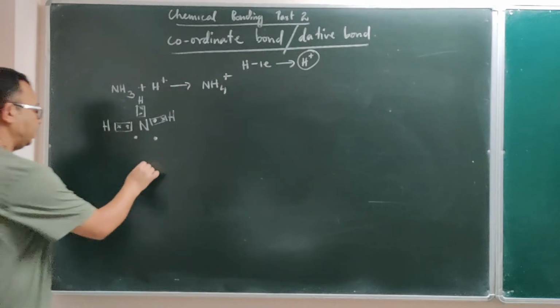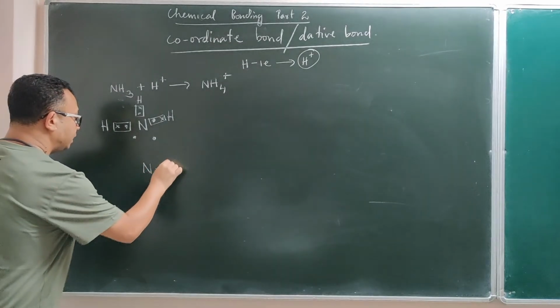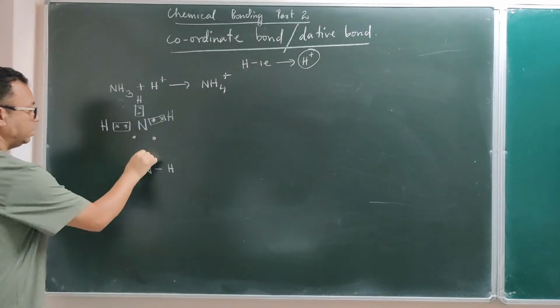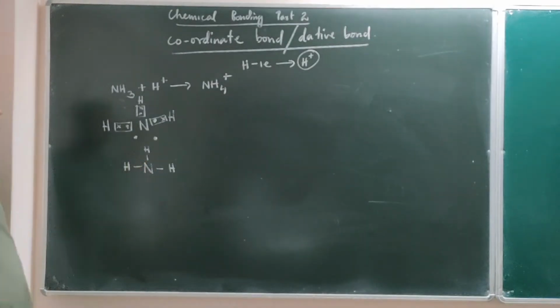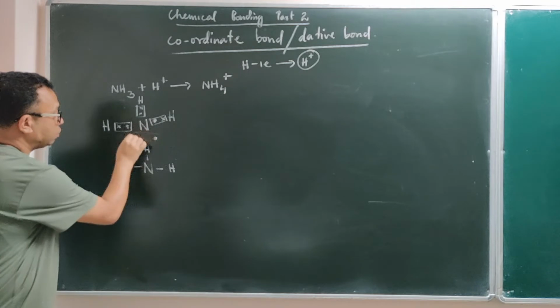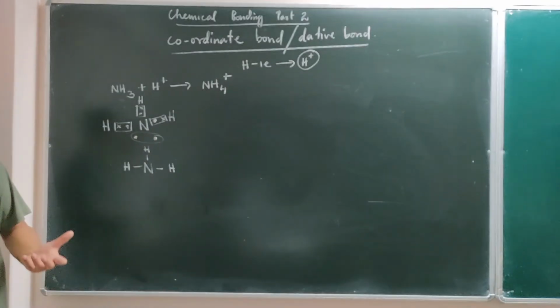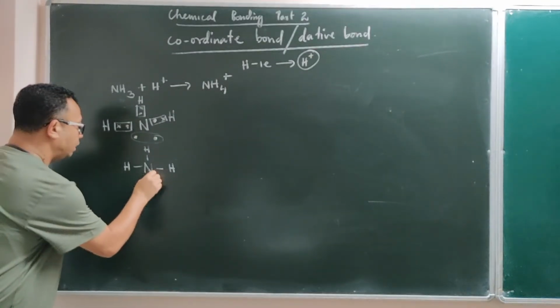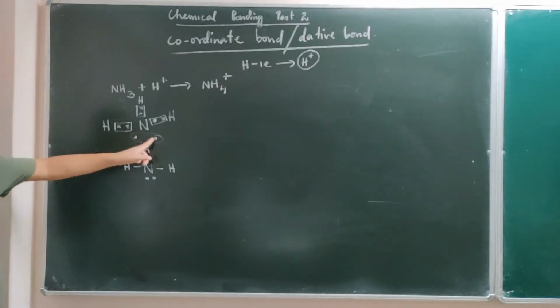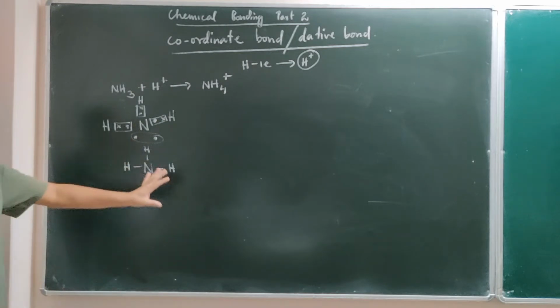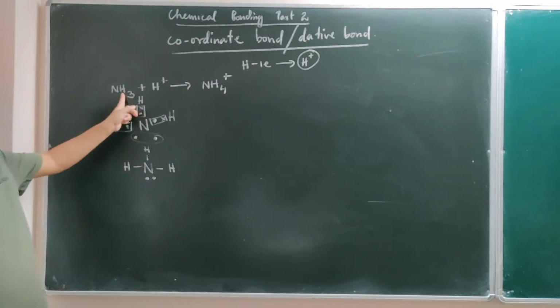Then in ammonia we have a structure something like this: a single covalent bond with this hydrogen, a single covalent bond with this hydrogen, and a single covalent bond with this hydrogen. Then you should know these 2 electrons of nitrogen were not used in the formation of a bond. That's why we call that the lone pair. So here is the lone pair of nitrogen, not used in the formation of a bond. This is the structure of ammonia.